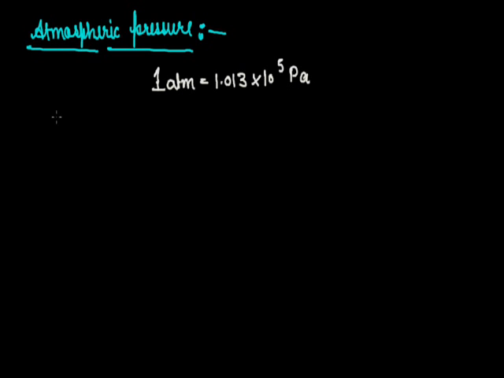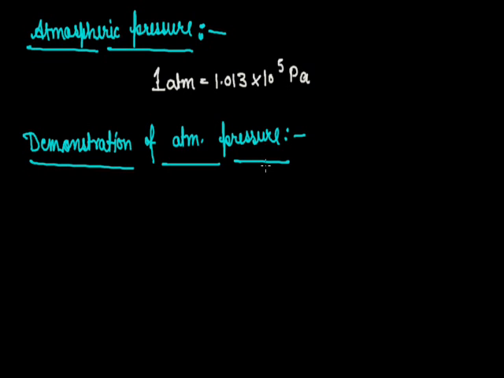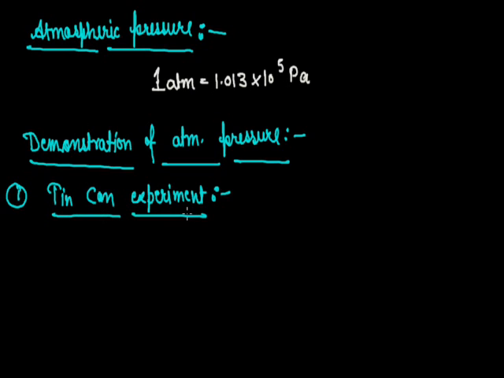Now let us discuss how to demonstrate atmospheric pressure by an activity. So let us start an experiment, the tin can experiment. Take a tin can fitted with an airtight stopper. The stopper is removed and a small quantity of water is boiled in the tin can till the steam starts coming out of the can, and the steam takes the air out of the can with it, as shown in the figure.